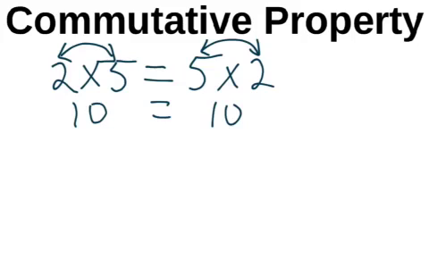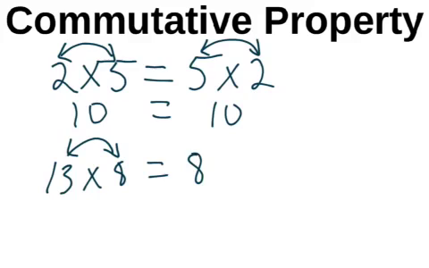So for instance, let's do a bigger number. Let's say we had 13 times 8 equals, well, all I'd have to do is reverse the order, and then I know that that also equals 8 times 13. So all you have to do is reverse the order. Go ahead and answer a question using the commutative property of multiplication.